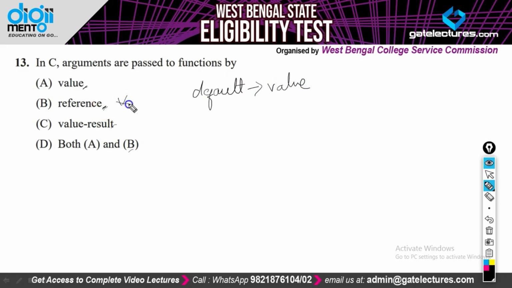Reference technique, yeah, definitely we can use reference by using pointers or giving addresses. You can use it, but the technique which we use by default is call by value, and not option C. Call by value result is the combination of call by value and call by result, so it is not the right option, not reference. Both A and B exist, and we know of both techniques, but we will talk about the default value. So that's why option A is right for this.